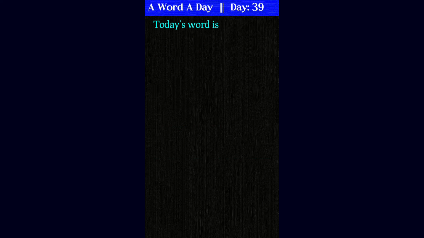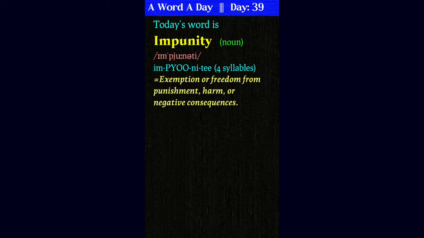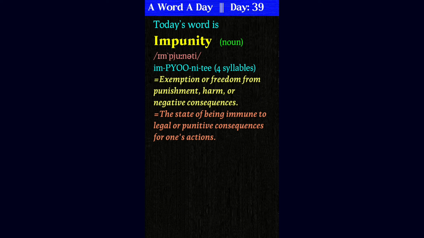Day 39. Today's word is impunity. Impunity. 4 syllables. Impunity is a noun. Impunity means exemption or freedom from punishment, harm, or negative consequences, or the state of being immune to legal or punitive consequences for one's actions.